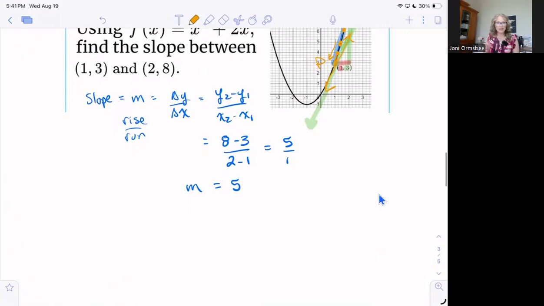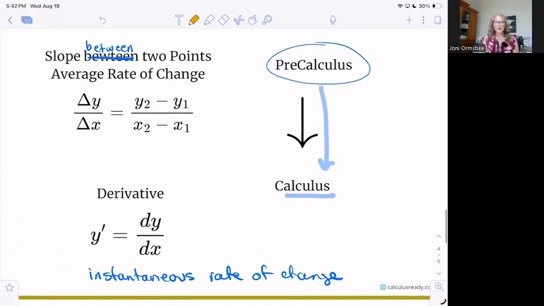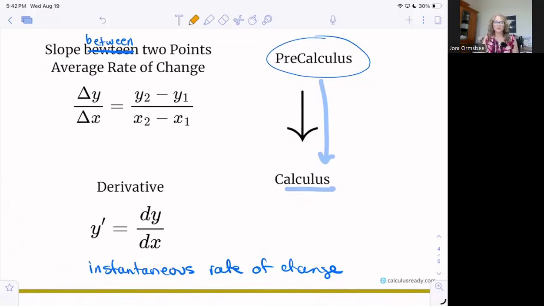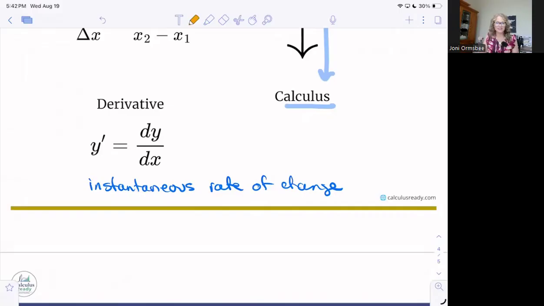And so if you were able to do this problem, you're actually closer to the calculus concepts than you might realize. So calculus isn't about throwing away mathematics you already know. You build on them and you make connections to them.